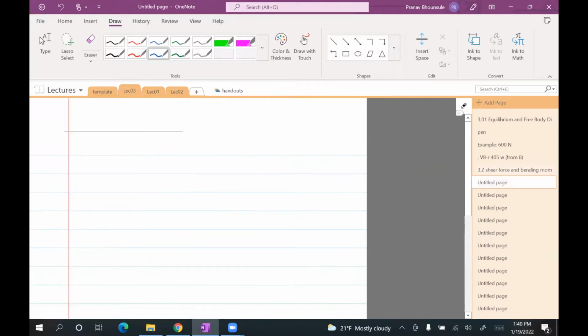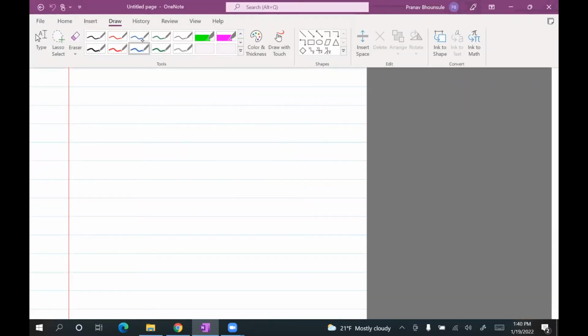Okay, so before we do that, here are the different types of forces we'll be considering in beams.